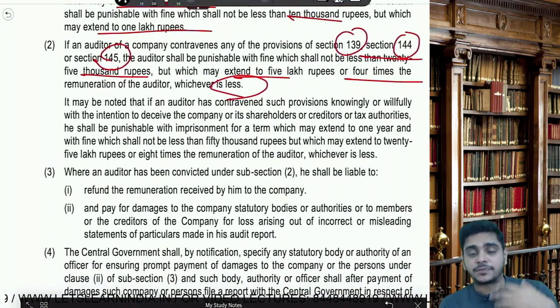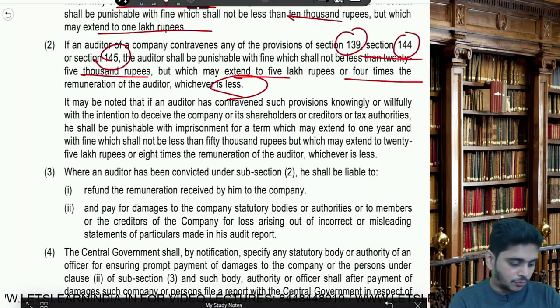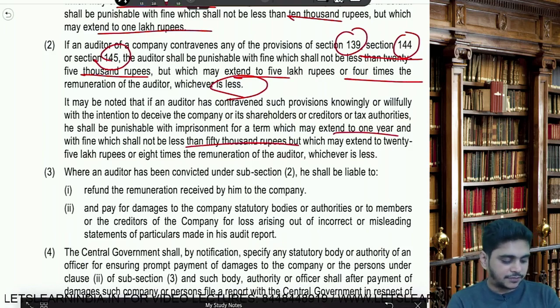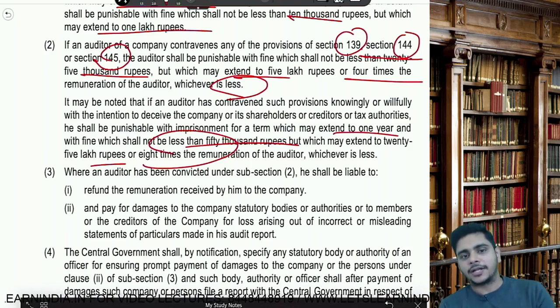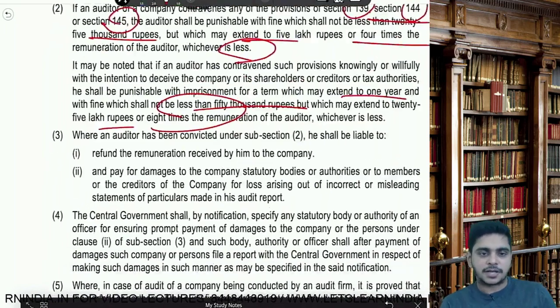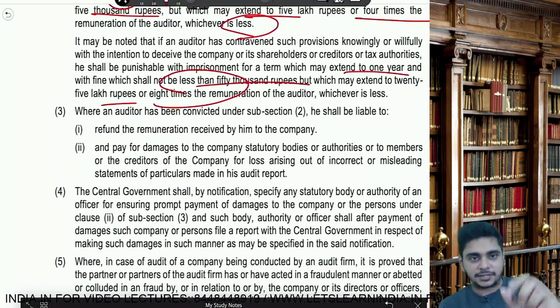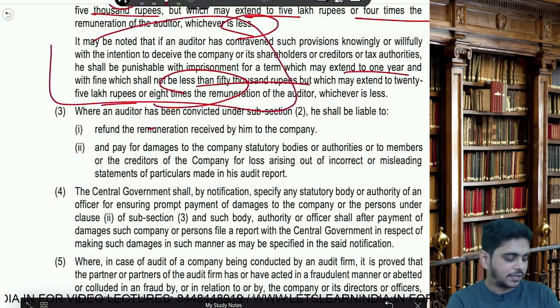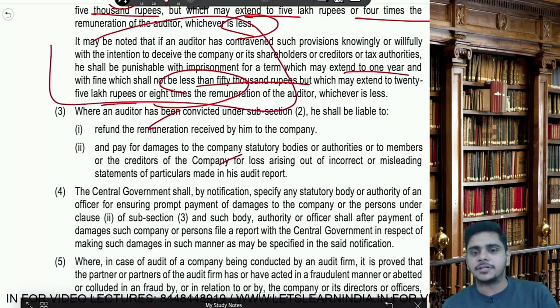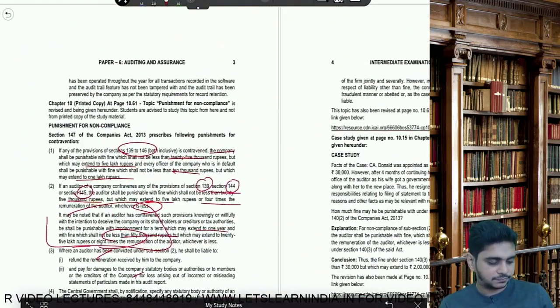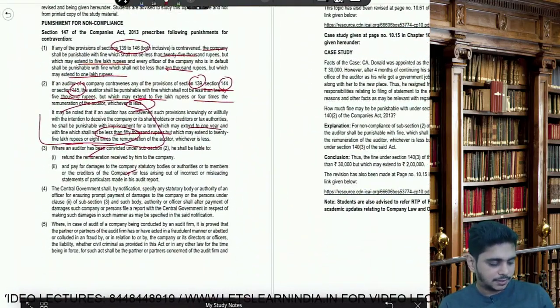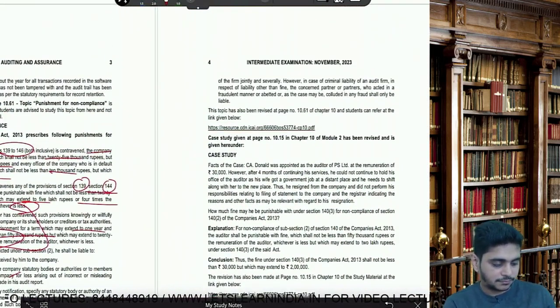If purposefully, willfully, knowingly the auditor has contravened, then imprisonment up to 1 year and a fine of 50,000 rupees, which may extend to 25 lakh rupees, or 8 times the remuneration, whichever is less. Plus, if you have been convicted, you have to refund the remuneration and pay for the damages. No change in the answer, no amendment, everything is same. Clear? This you don't have to study.